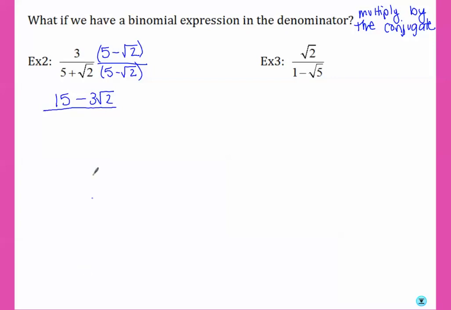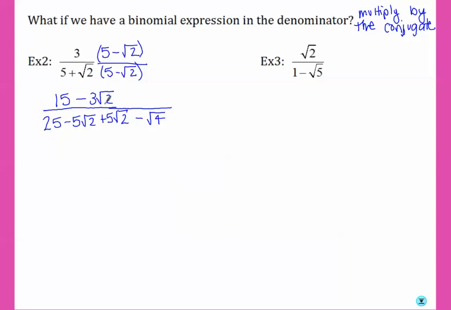And on the bottom, we're going to have to double distribute. So 5 times 5 is 25. 5 times negative square root of 2 is negative 5 square root of 2. Square root of 2 times 5 would be plus 5 square roots of 2. And then minus the square root of 4.